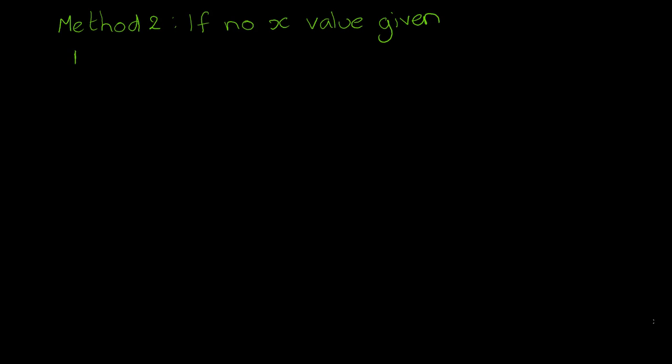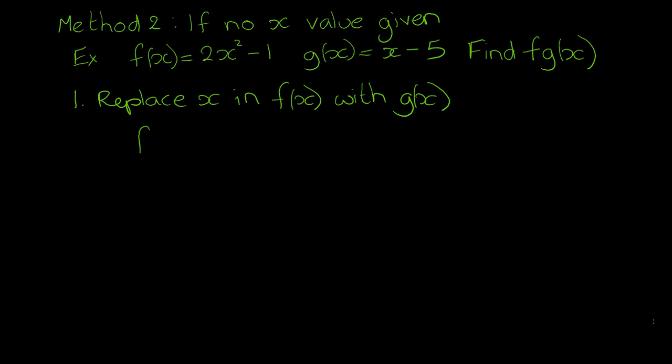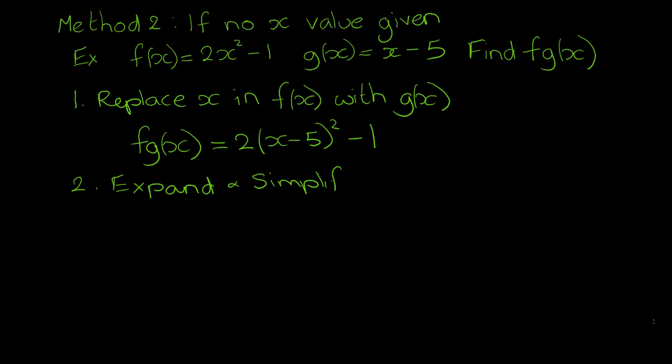So method 2 is for when you're not given a value of x. So in this example, f of x is 2x squared minus 1 and g of x is x minus 5, and we need to find fg of x. So we're going to replace the x in the f of x function with g of x. So that gives us fg of x equals 2 brackets, put in the g of x, x minus 5 squared minus 1. Now we just need to expand and simplify.